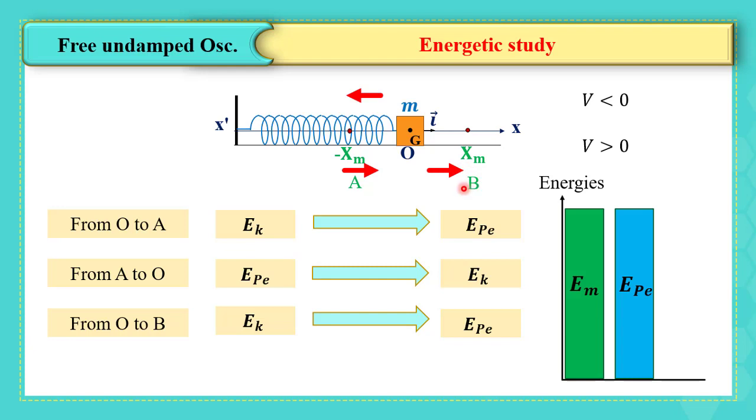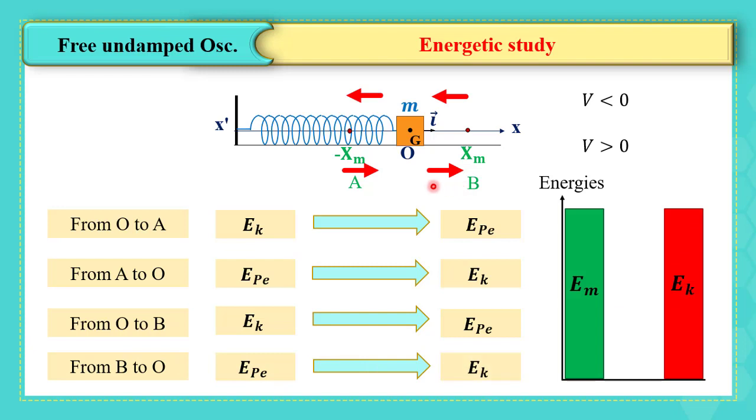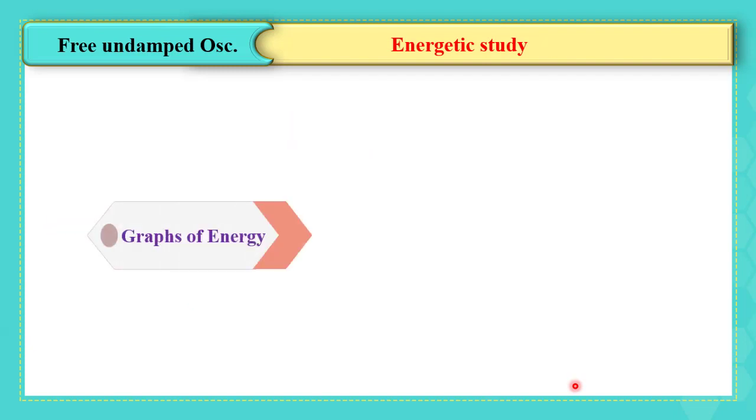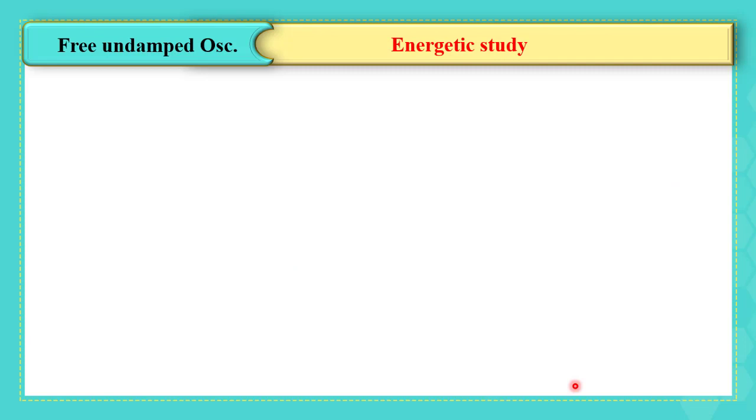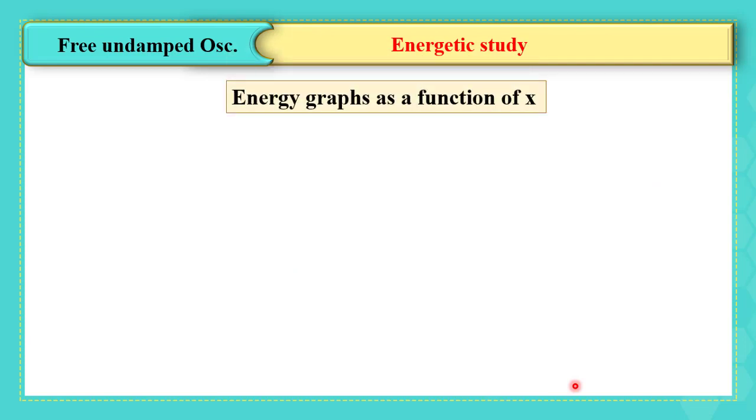The velocity becomes zero then when the kinetic energy is completely converted to the elastic potential energy. Again, from B to O, the elastic potential energy is converted to kinetic energy at equilibrium where the velocity is maximum. Since we are dealing with a simple harmonic motion, then the mechanical energy is constant during all this conversion. The variations in energy can be studied either as a function of time or as a function of x. We are going to start with the study of energy as a function of x.